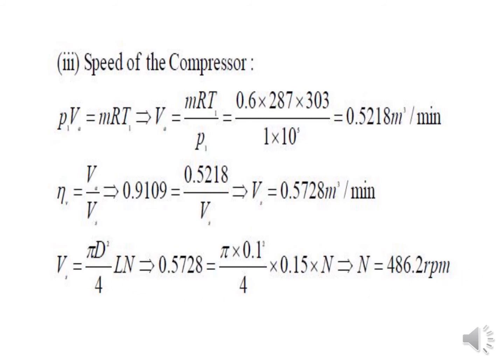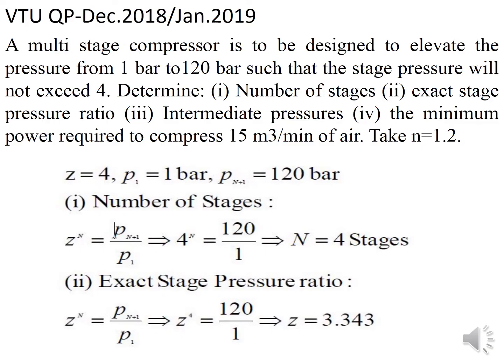We'll solve one more last problem on multi-stage compressor, which is very easy. This multi-stage compressor problem was asked in December 2018, January 19. We'll read the problem. A multi-stage compressor is to be designed to elevate the pressure from 1 bar to 120 bar. So what does he want to do? He wants to design one multi-stage compressor. Multi-stage means the number of cylinders we need to increase. So he wants to increase from 1 bar to 120 bar.